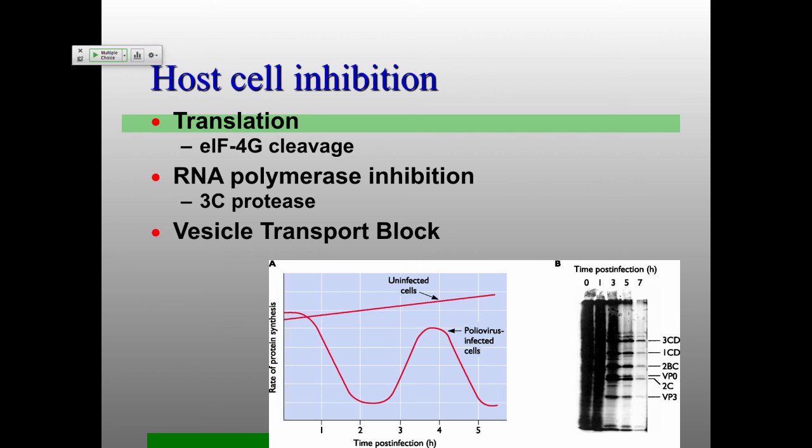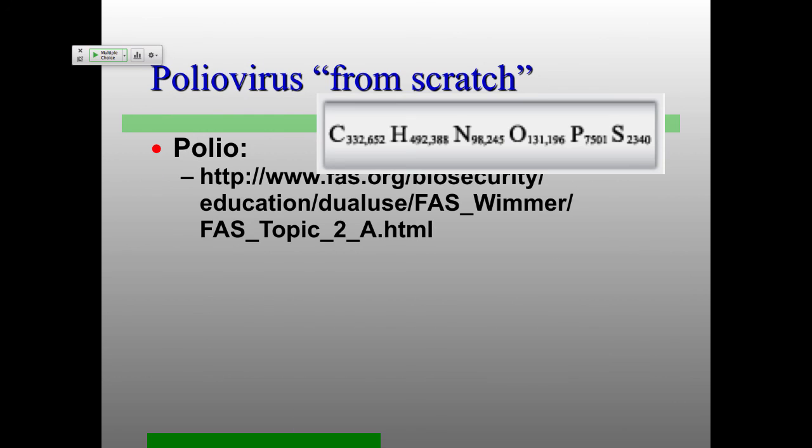Okay, well, a couple of little vignettes to finish up here. The first one is, we mentioned in one of the very first lectures, poliovirus 3C, 332,652, etc. It's completely molecularly defined and was made by the Wimmer group, Eckhard Wimmer. I think he's at Stony Brook, if I remember correctly.